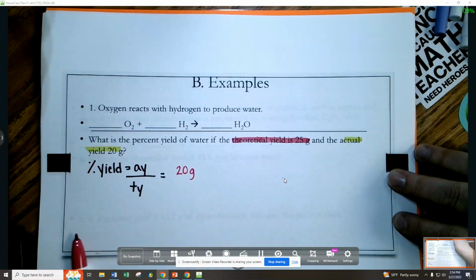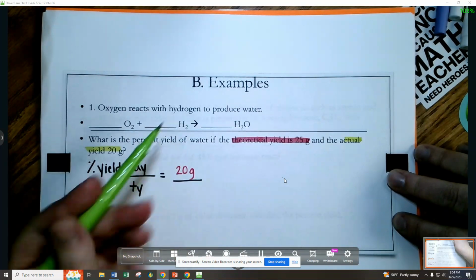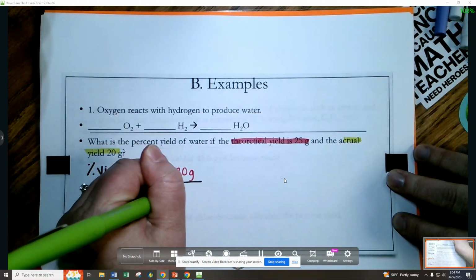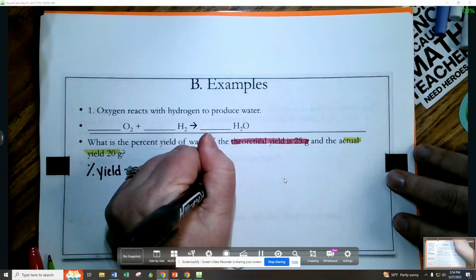And if everything was done correctly in the lab, theoretically, if things went perfectly, you should have formed 25 grams. And I realized I just flip-flopped my colors. I was using pink for theoretical, but you guys get the idea. And then we're multiplying this by 100.